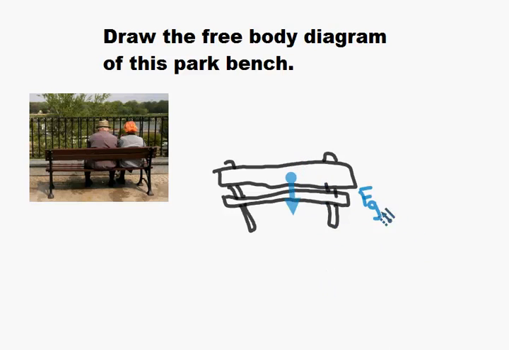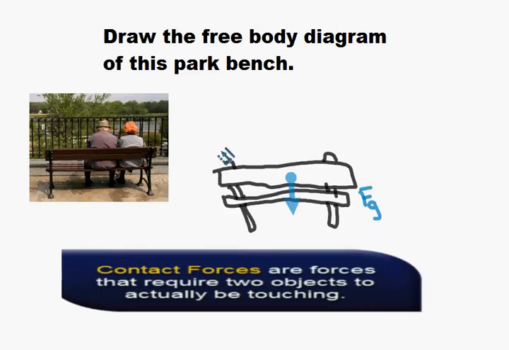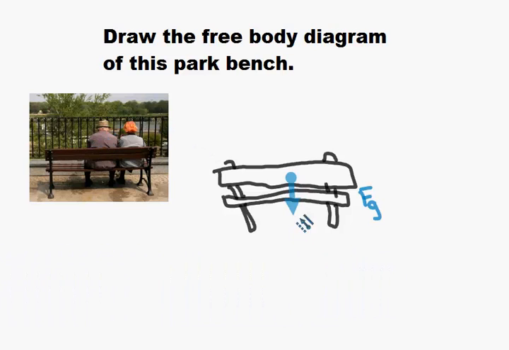Okay, and that's the only field force we're interested in. There's no magnetic or electric field forces involved here. Everything else is going to be contact forces. So any other arrow I draw in here has got to be something in contact with the bench. And so I see here the man's in contact with the bench. The force of the man sitting on the bench is going to pull down on the bench. So this will be the force of the man. Also in contact with the bench is the woman.